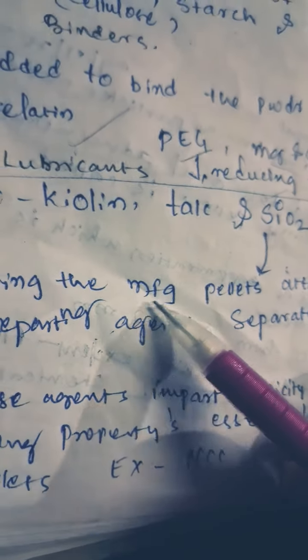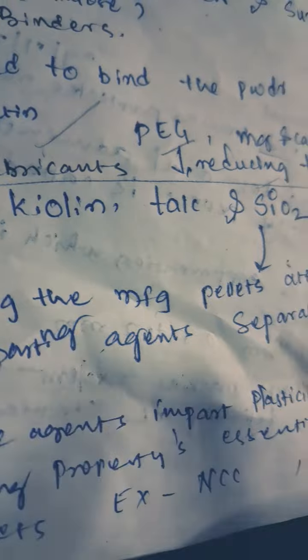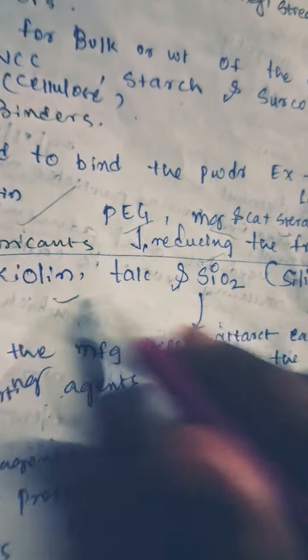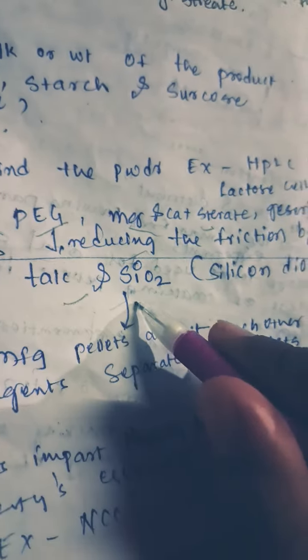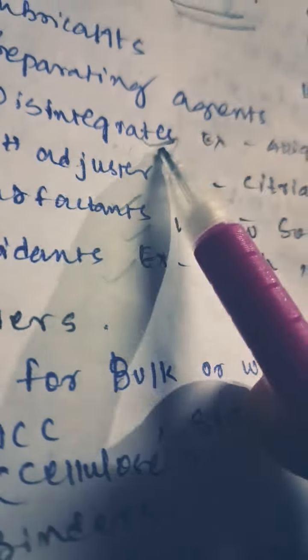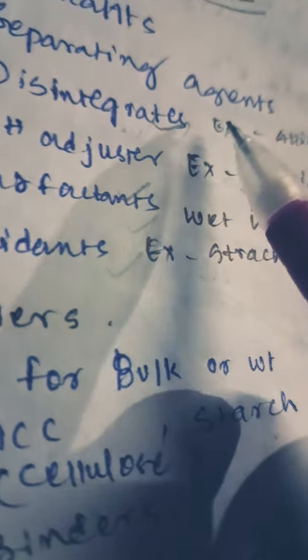So, separating agents. In the manufacturing of pellets, the pellets attract each other, so the separating agents separate the pellets from pellets. Examples: kaolin, talc, silicon dioxide. Next, disintegrants, which disintegrate the drug, like alginates and CCS, croscarmellose sodium. Next, pH adjusters. Examples of pH adjusters: citrate, phosphate.